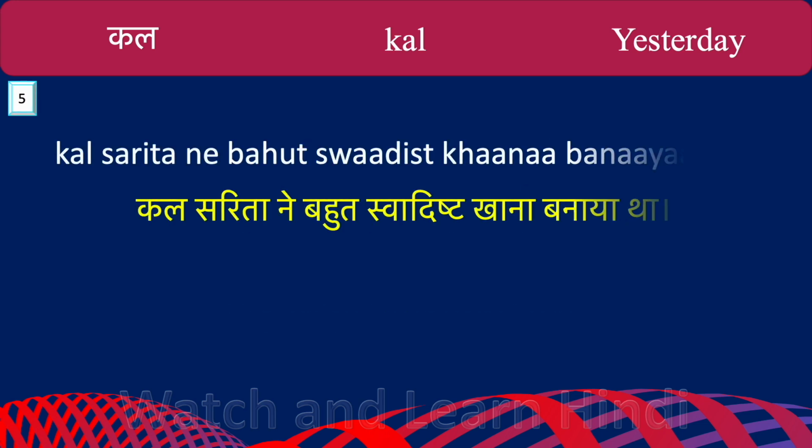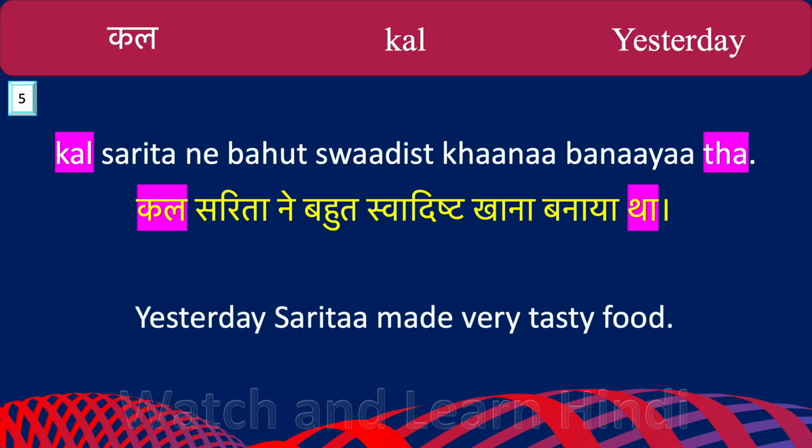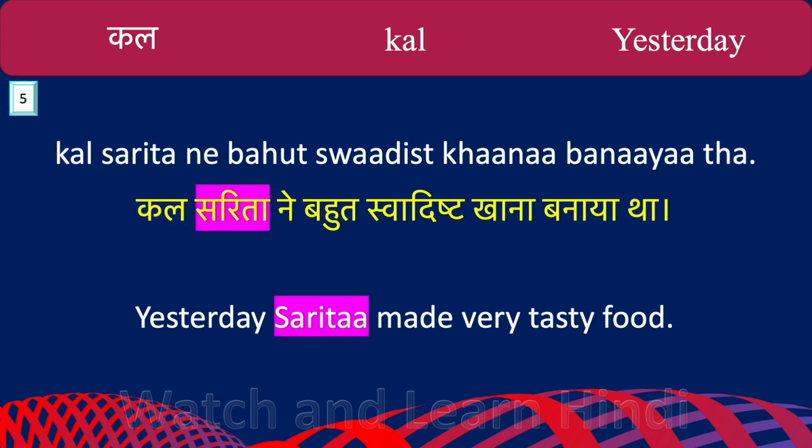The last sentence is a little bit complicated, so we'll discuss it in detail. कल सरिता ने बहुत स्वादिष्ट खाना बनाया था. Here, as you can see, tha tells you that the sentence is in past tense. So kal means yesterday, and also that whatever we are talking about has a masculine gender. The translation for this sentence is yesterday Sarita made very tasty food. Sarita is the name of the person who made the food. So we are talking not about Sarita but about the food. That's why Sarita's gender does not matter how the sentence ends. It depends on the gender of khana, which is food.